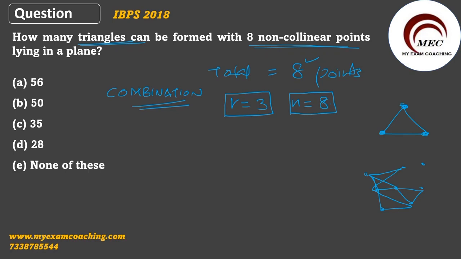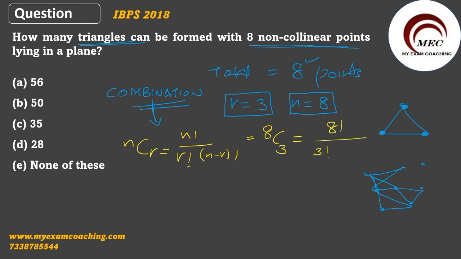So we have the combination formula. What is combination formula? NCR is equal to N factorial divided by R factorial into N minus R factorial. So here NCR will become what? 8C3. 8C3 is equal to 8 factorial divided by R factorial, R is 3, so 3 factorial into N minus R, 8 minus 3, that is 5 factorial.